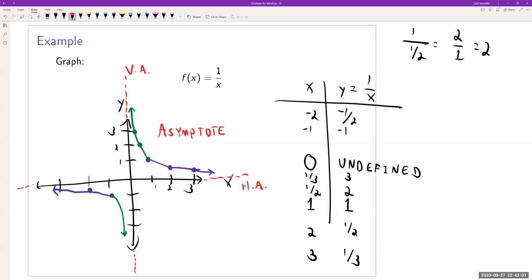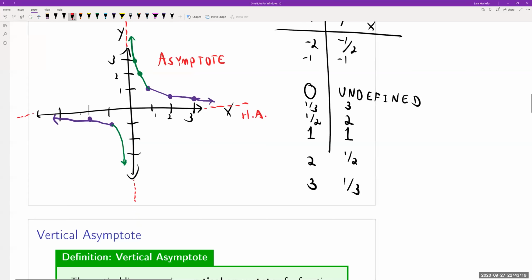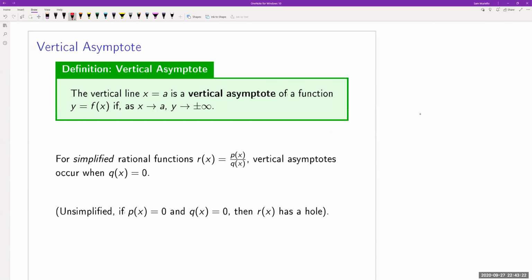An asymptote will happen when one variable gets very close to a specific number, and the other variable grows very, very large, either towards positive infinity or negative infinity. Let's get some more specific definitions on asymptotes. A vertical asymptote will happen if, as x approaches one specific number, y goes to positive or negative infinity. This arose in the previous example at x equals 0. So x equals 0 would be the vertical asymptote.